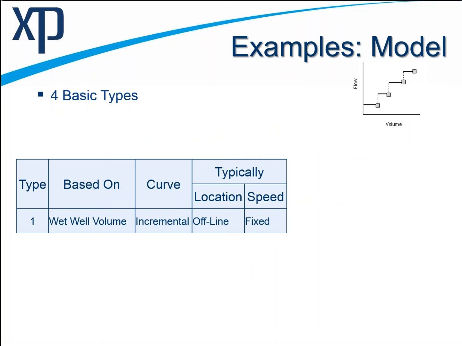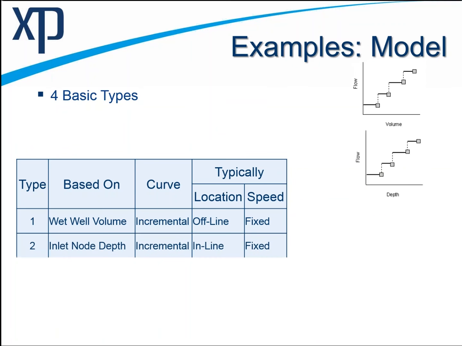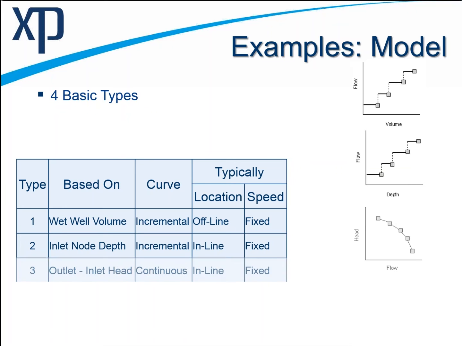You see a little diagram on the top right. You basically find the volume of the wet well, follow that up, hit the curve, and go over to the flow. That's one way. The second way, they call type two. That is similar, but instead of wet well volume, we're now at the inlet node or wet well node depth, everything else being the same. So you just notice we took volume and moved it out to depth. That's another way to do it.